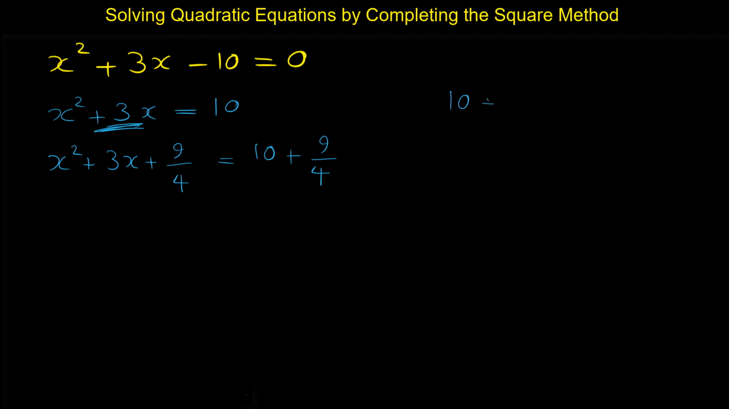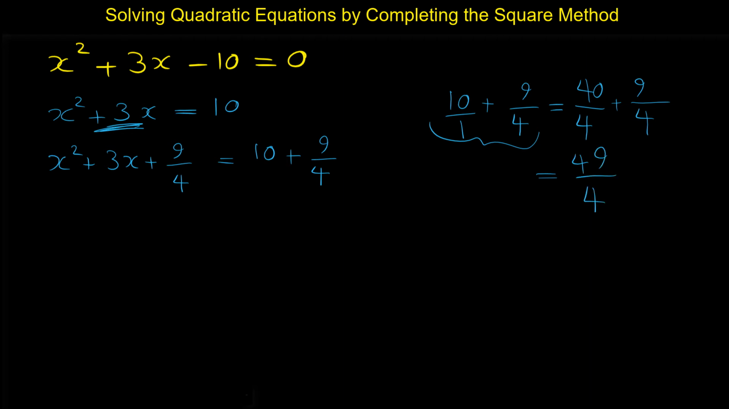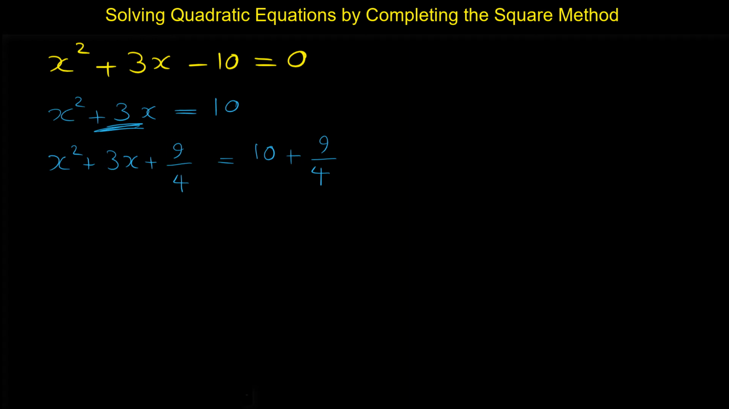Note that 10 plus 9/4, if we do a simple common denominator between these two, the denominator of 10 is 1, the common denominator is 4. 4 times 10 is 40, plus 9, 40/4 plus 9/4 is 49/4. So we write the left side again, and 10 plus 9/4 is 49/4.